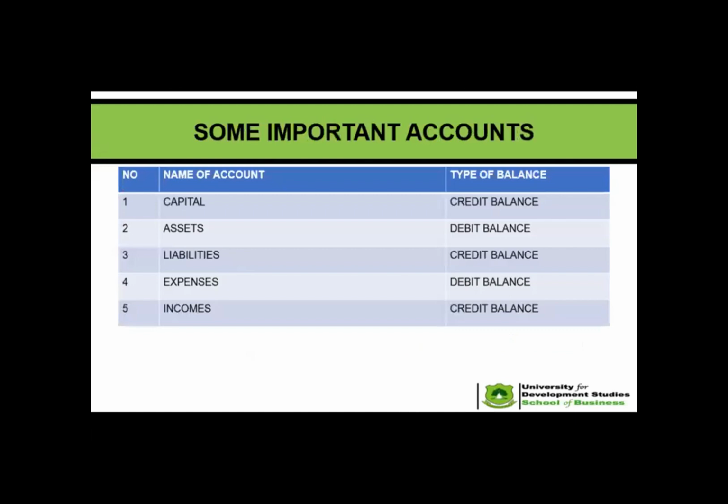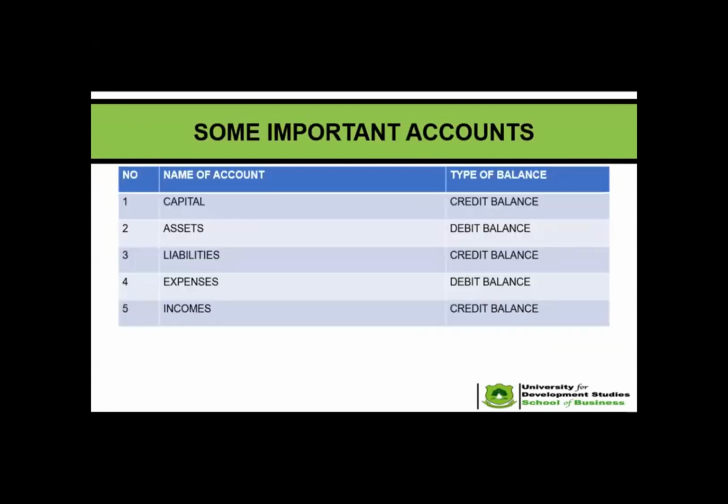Now, these are some of the important things that we need to know under the accounts. Normally, capital accounts carry a credit balance. Asset accounts normally will have a debit balance. Then liabilities accounts will have a credit balance. Expense accounts will have a debit balance. And all income accounts will have a credit balance. So you should know some of these things. When we come to the calculation, it will be very easy for all of us.